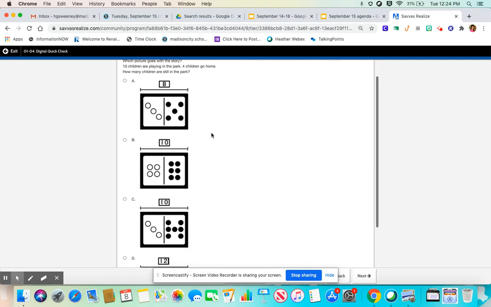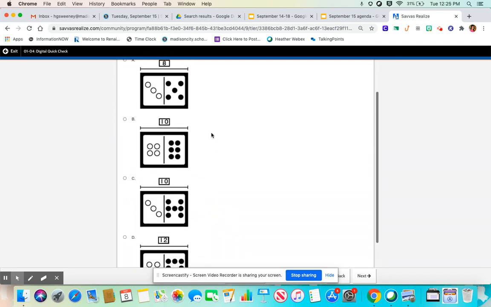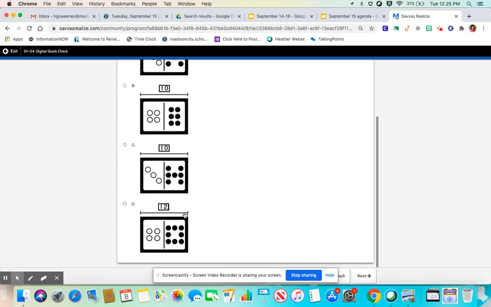So how many are left? So let's look at your choices. You have A with 8 whole and then 3 in one part and 5 in the other part. You have a 10 whole with 4 in one part and 6 in the other part. You have a 10 whole with 3 in one part and 7 in the other part. And then you have a whole with 12 and 4 in one part and I think 8. 1, 2, 3, 4, 5, 6, 7, 8. So 8 in the second part.